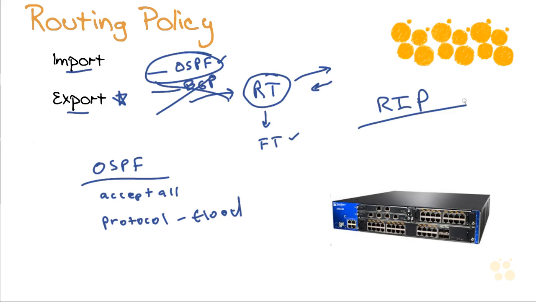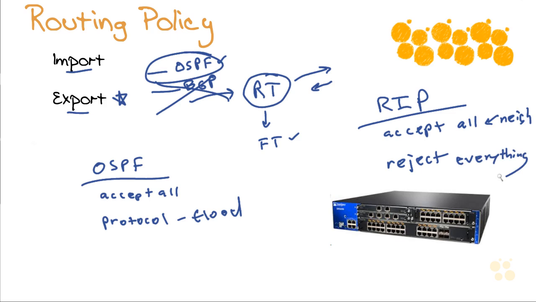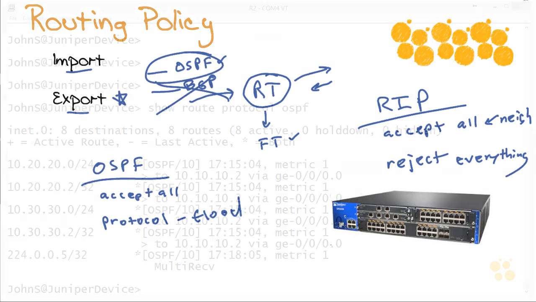So the default operation of OSPF is different from the default operation as dictated by routing policy with RIP. With RIP, we'll accept all from an import policy perspective from all of our configured RIP neighbors, but from an export perspective, we reject everything. So we have to go in from an export perspective and say exactly what prefixes we want sent from a RIP perspective. So we need to be aware of routing policy because it has a huge impact on what is being shared throughout our dynamic routing protocol environment.